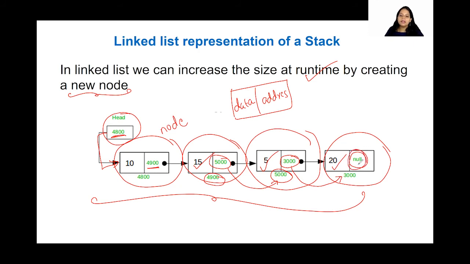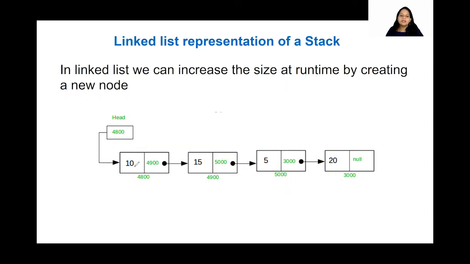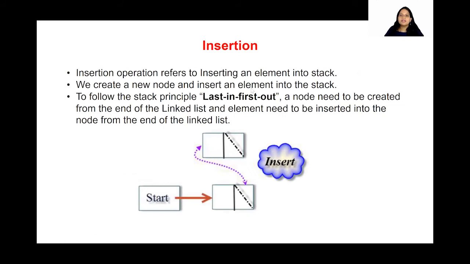What does this mean? Whenever you have a null in the address part, it means that this is the last node. There are no more nodes after this. So this is the end node. So this is what a linked list means. A linked list is always represented with nodes with two parts. One has a data item, another one has the address of the next node. So whenever it has the address of a next node, we always say that they are connected like this. Clear? Right.